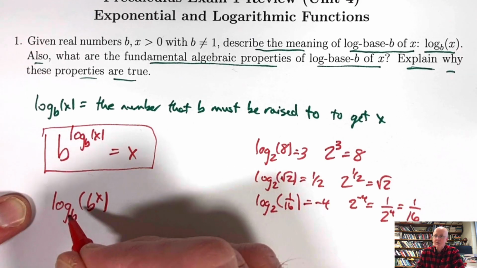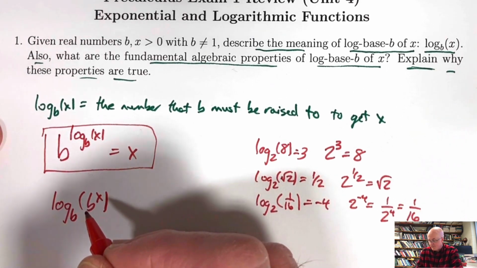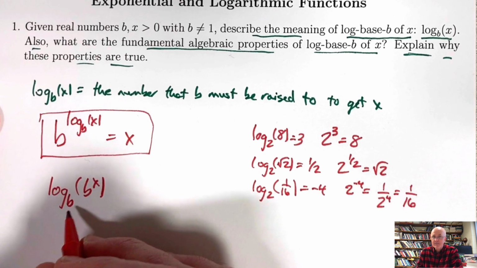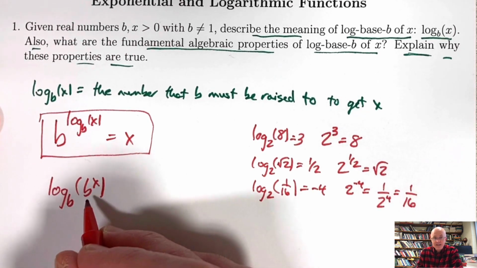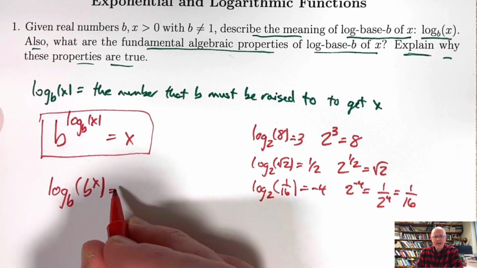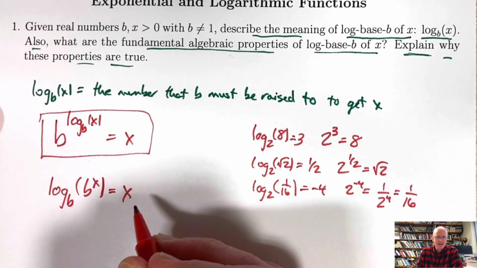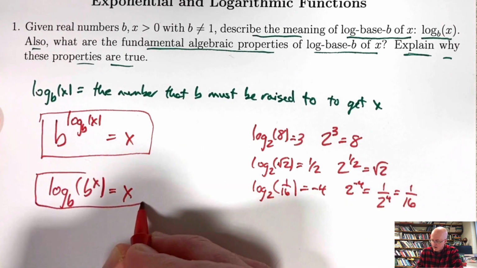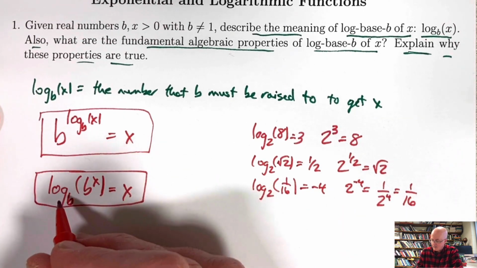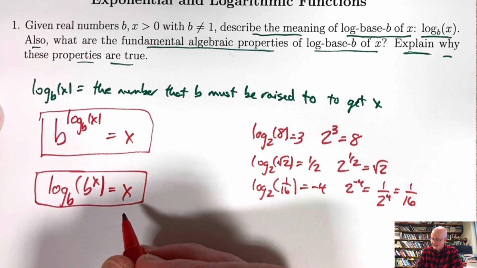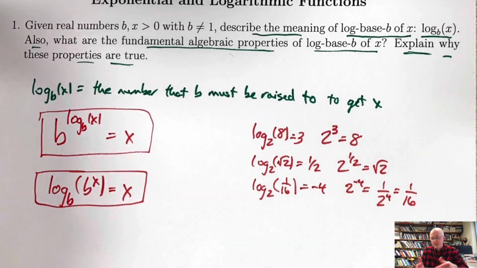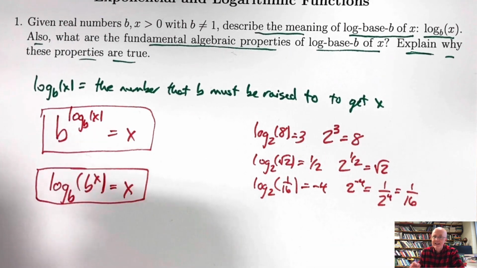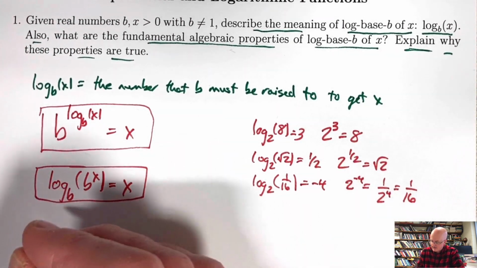This entire expression represents one number. It's the number that the base b must be raised to get the thing inside the parentheses, b to the x. I guess you'd have to raise b to the x power to get b to the x. Yeah, that's true. This is another fundamental property of logarithms. Log base b of b to the x equals x. It's like the logarithmic function here and the exponentiation cancel each other out. In fact, they are inverse functions of each other.